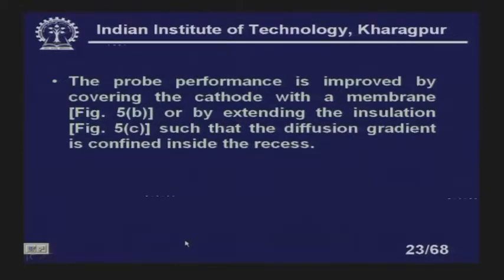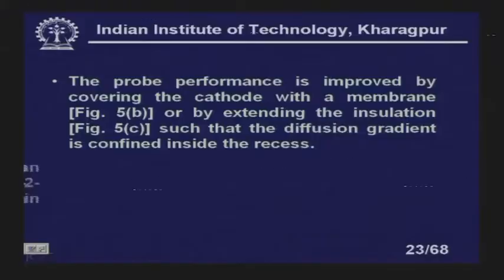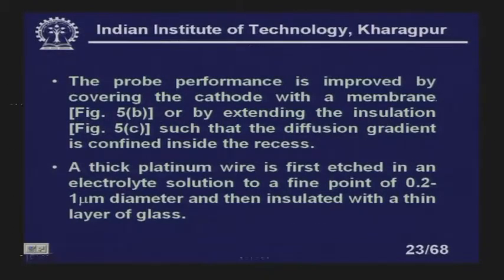The probe performance is improved by covering the cathode with a membrane. Obviously, if I cover it with a membrane, the response will be slower. By extending the insulation as shown in figure 5c, the diffusion gradient is confined inside the recess. A thick platinum wire is first etched in an electrolyte solution to a fine point of 0.2 to 1 micrometer diameter, and then insulated with a thin layer of glass.